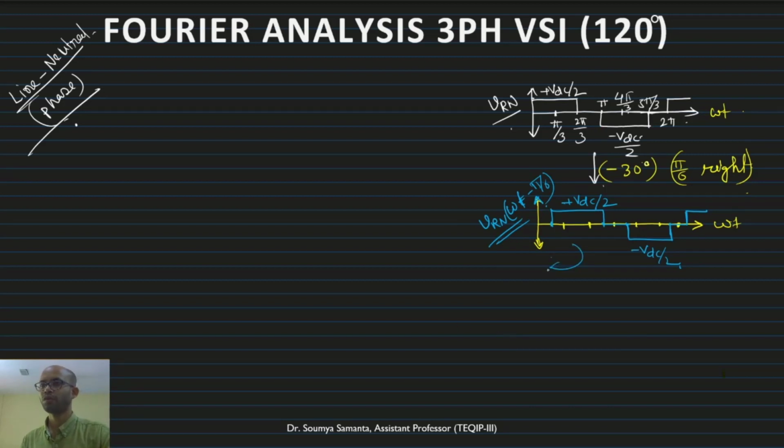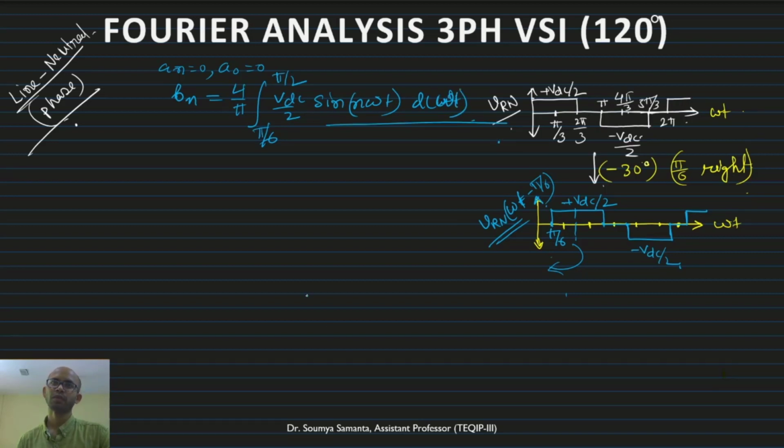So now what we'll do is go for the Fourier analysis and find out the expression of V output. First Bn. Similarly, An will be equal to 0, A naught will be equal to 0. So in case of Bn, what can we find out? Bn will be equal to 4 by pi, integration from pi by 6 to pi by 2, VDC by 2 into sine n omega t d omega t.